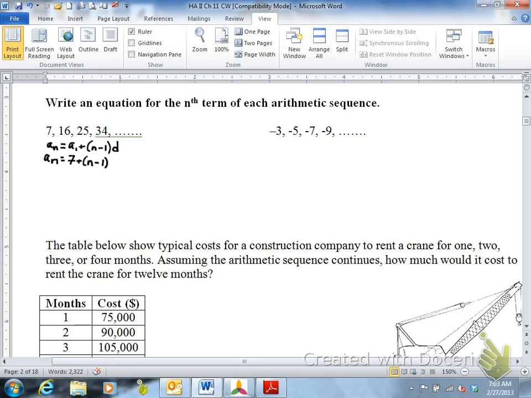And the difference, well, from 7 to 16 is adding 9, 16 to 25 is adding 9, 25 to 34 is adding 9. And it should always be the same difference if it's an arithmetic sequence, so times 9. And then we just simplify from there, which would be 7 plus 9n minus 9. So our general formula would be a sub n equals 9n minus 2.